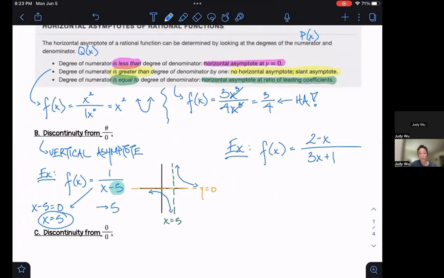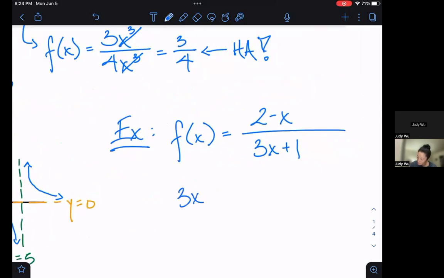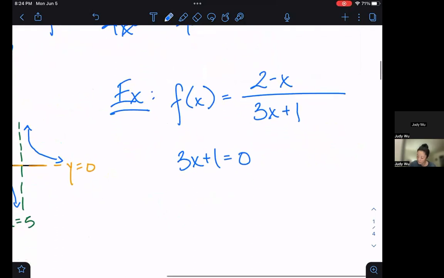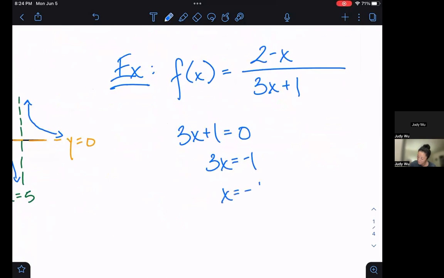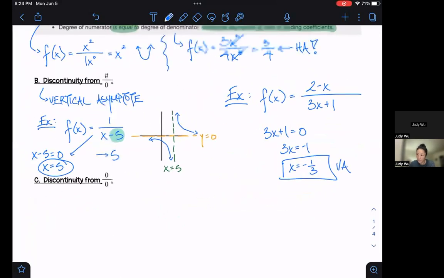2 minus x over 3x plus 1. Now, anytime the denominator equals 0, I'm going to end up with a vertical asymptote, okay? So I'm going to take my denominator, set it equal to 0, and solve for x. There is a vertical asymptote for this picture at x equals -1/3. All right.